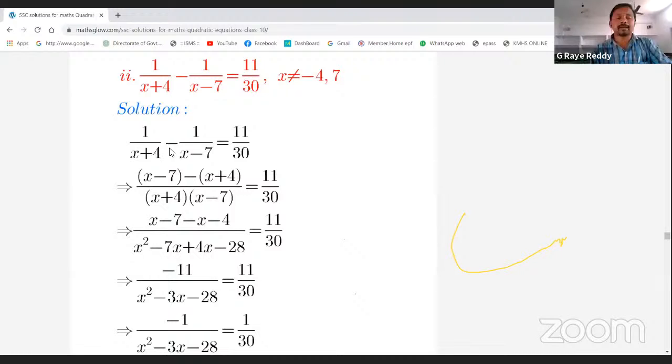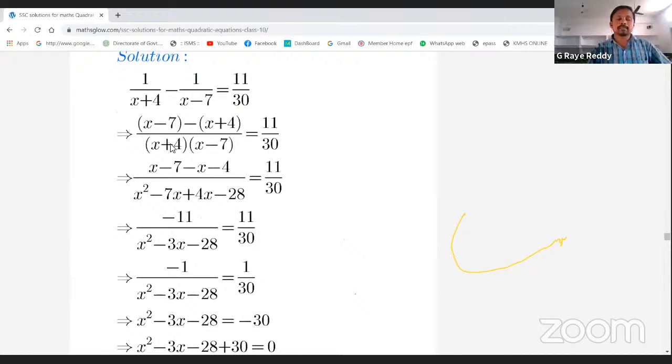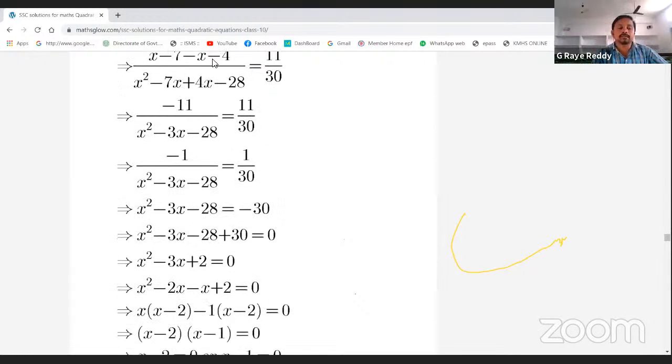So 1 by x plus 4 minus 1 by x minus 7 equal to 11 by 30. By taking LCM, x plus 4 and x minus 7, their product is the LCM. Then the numerator becomes x minus 7 minus, in the bracket, x plus 4, the second term in the bracket, is equal to 11 by 30. So x minus 7 minus x minus 4 by x plus 4 into x minus 7, we get like this, x square minus 7x plus 4x minus 28 is equal to 11 by 30. Here plus x minus x cancelled, minus 11 by x square minus 3x minus 28 equal to 11 by 30. So 11 cancel here. We get minus 1 by x square minus 3x minus 28 equal to 1 by 30.